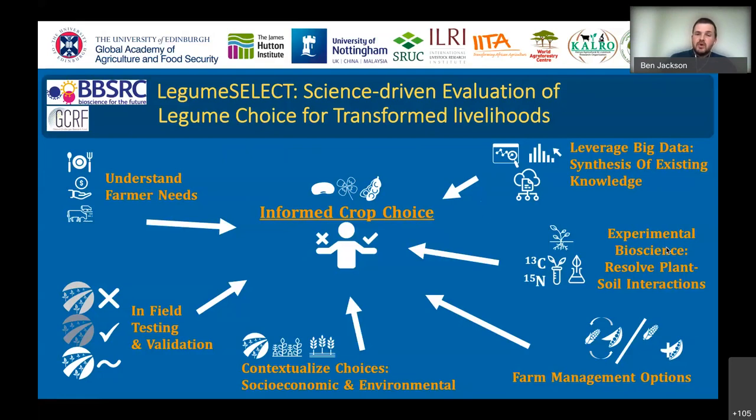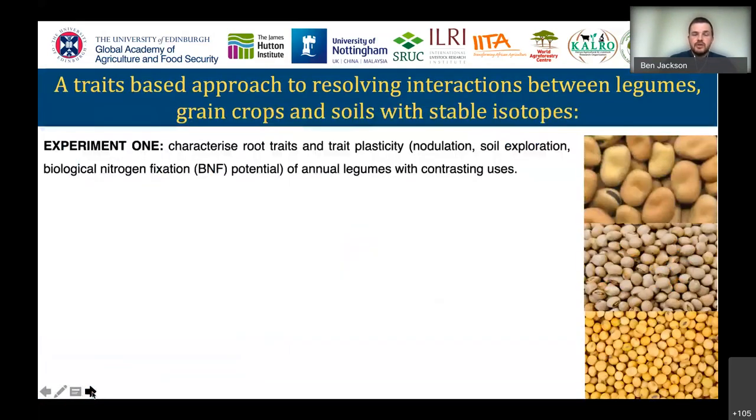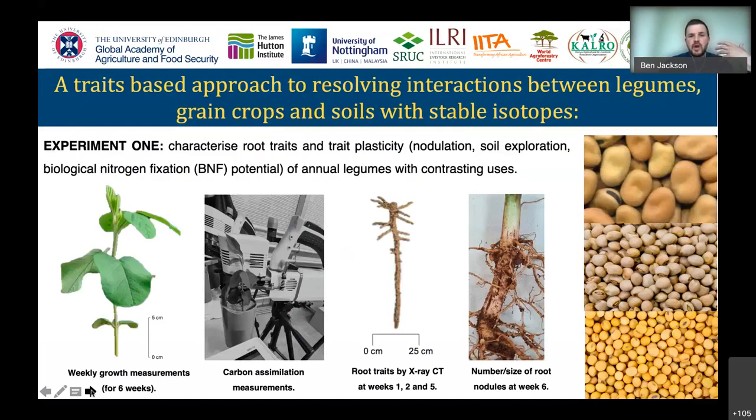So for the purposes of this talk, I'm going to focus on the work that I'm directly involved in, which is largely laboratory based, split between the James Hutton Institute, Edinburgh, and our colleagues at the University of Nottingham. And we're essentially, again, taking a traits-based approach to try to understand the interactions between legume grain crops and soils using, in principle, stable isotopes, but also the X-ray micro-CT scanning techniques available at the Hounsfield Institute in Nottingham. And in brief, this is being done in three experiments. We're using a trait screening approach in our first experiment to try to understand both the carbon acquisition, but also root traits that we think are relevant to these systems.